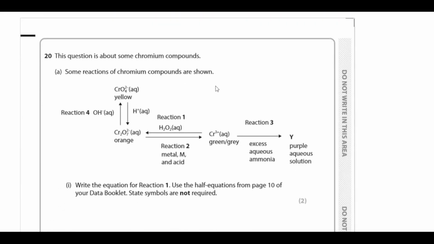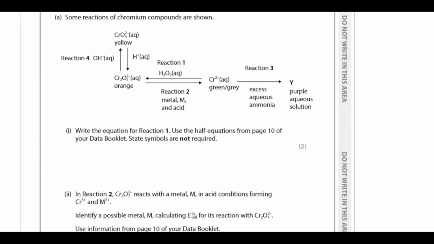The next question is about some chromium compounds, as you can clearly see. So this whole synthesis has been provided. They told us to write an equation for reaction 1, and by reaction 1 what we mean is this one right here: Cr3+ being converted to Cr2O7 2-. If you use the data booklet, hydrogen peroxide has been used. So our reactants are pretty simple. It's just Cr3+. Since state symbols are not required, I'm not providing the state symbols.